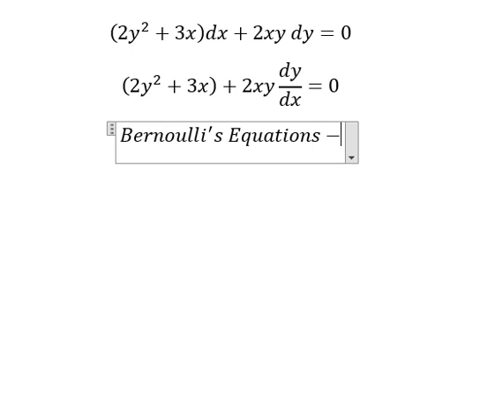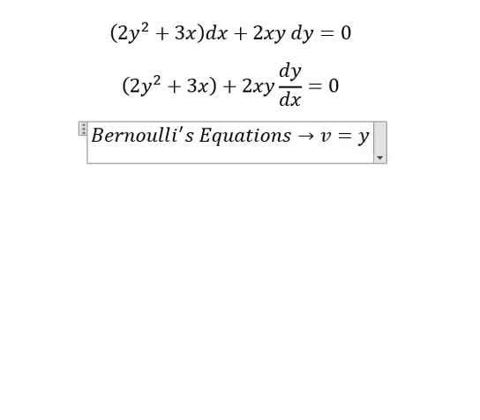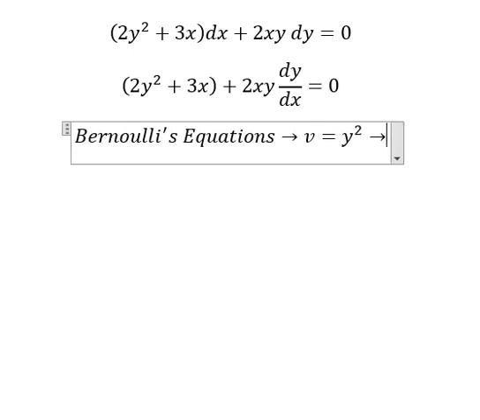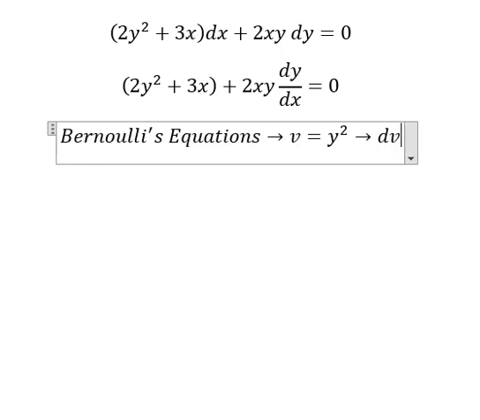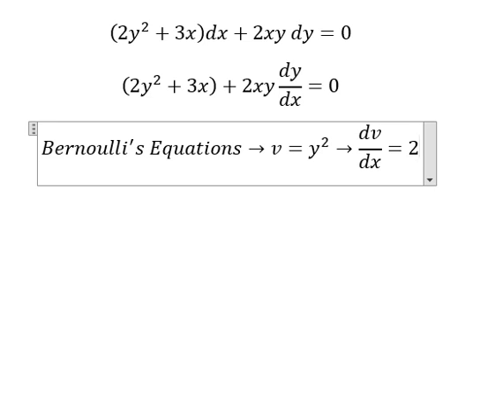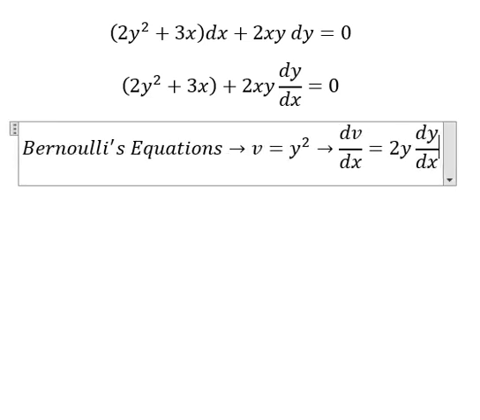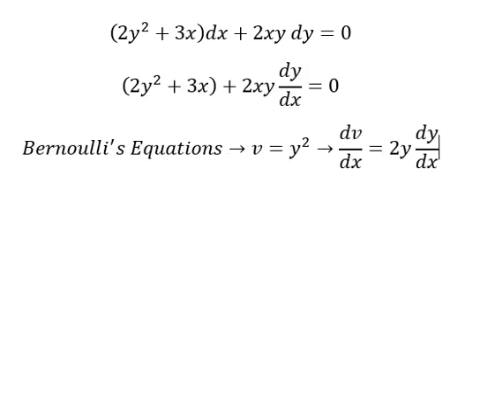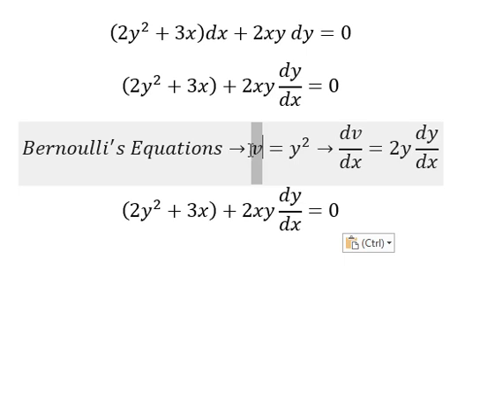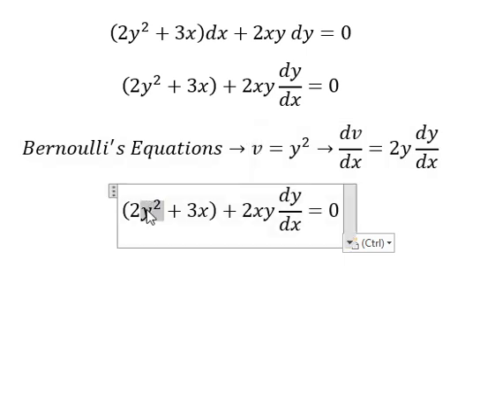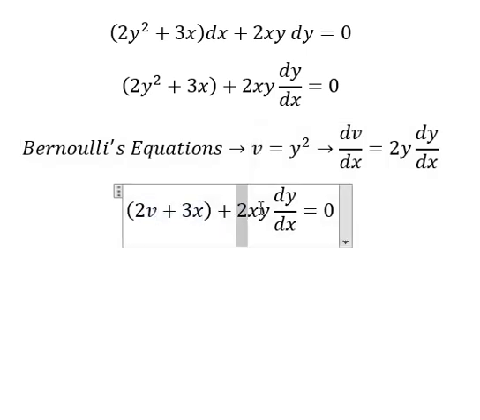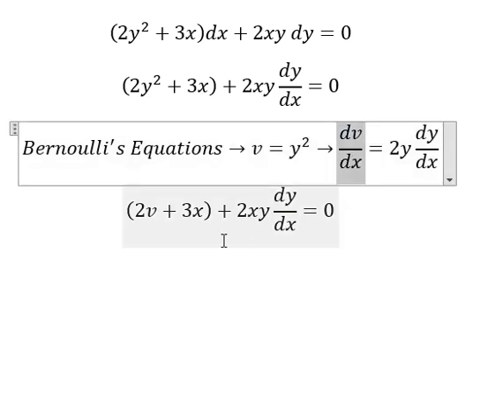So I will put v equals y squared. After that, we need to first take the derivative of both sides, and we have it like this. So v we change for this one, and 2y dy over dx, we change for this one.